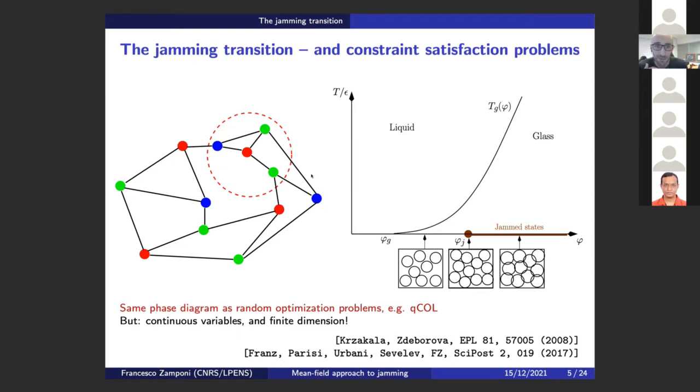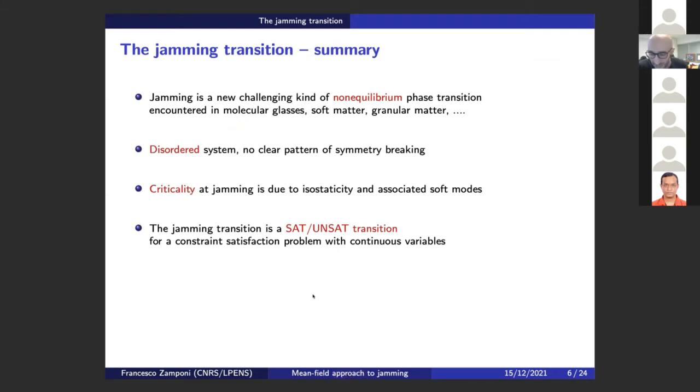So when you increase the density of constraints, you add more constraints, it becomes more difficult to find solutions, and you can have a sharp phase transition in the thermodynamic limit at which you cross from typically having solutions to typically not having solutions. Okay, so let me summarize this part. So jamming is a new kind of non-equilibrium phase transition that you can find in many soft matter and granular matter problems, and also in molecular glasses, but it's a bit more difficult to discuss in that context.